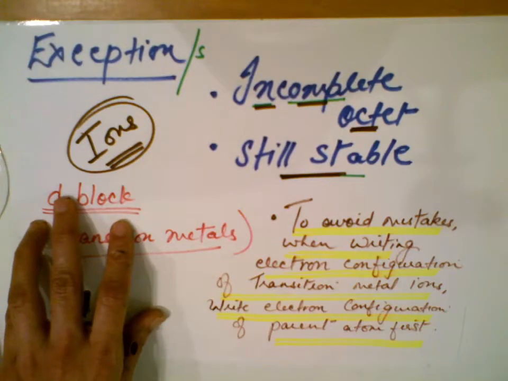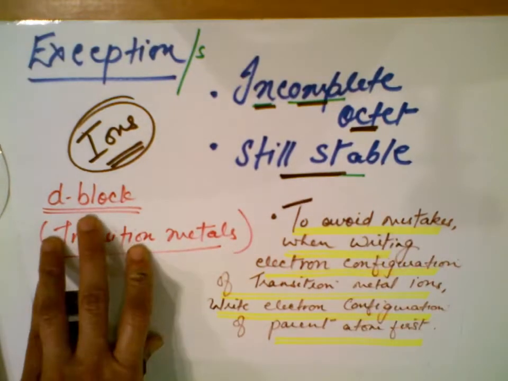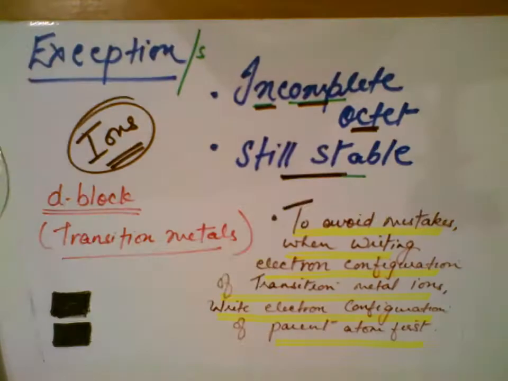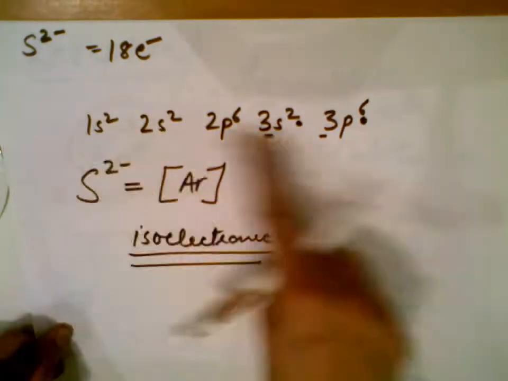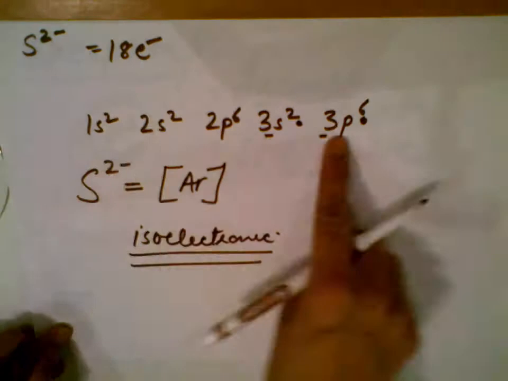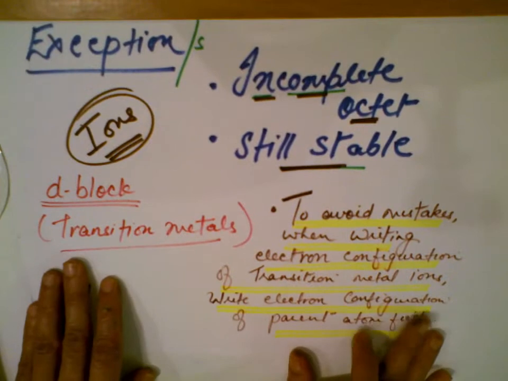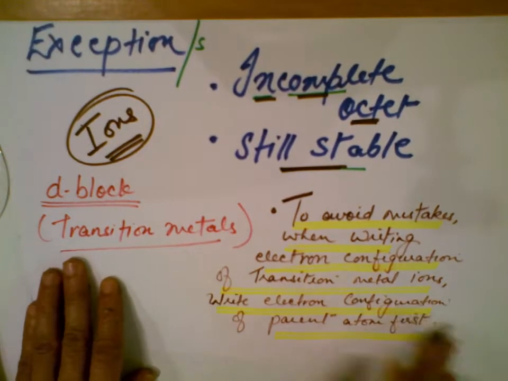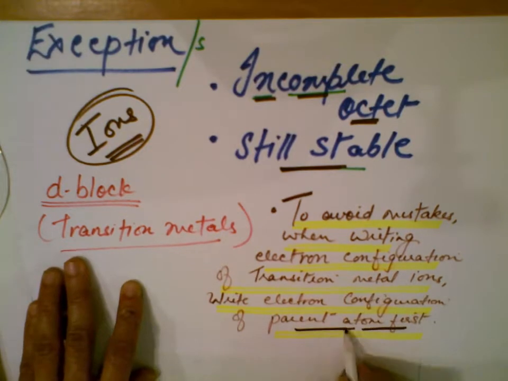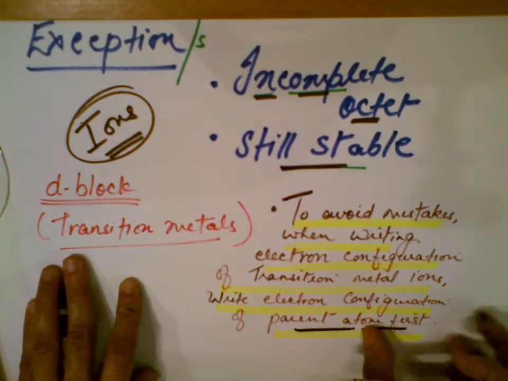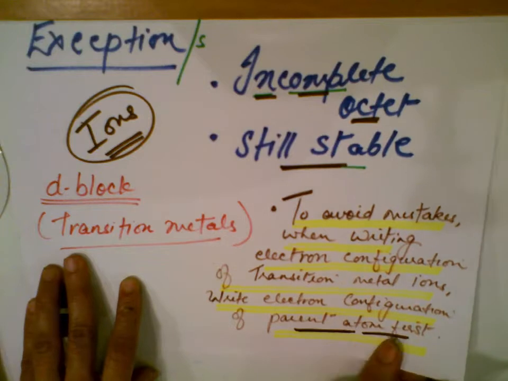All right. And here, the thing is with the other ones, when you were doing your examples like for sulfide, I didn't ask you to write for the parent atom first. I didn't ask you to write the electron configuration for the parent atom. I just told you to write the electron configuration for the ion. However, when you're working with these exceptions, it is advisable that you write down the electron configuration of the parent atom first. And there is a reason. So let me explain it to you. Why should you write down the electron configuration for the parent atom first, and where can be the confusion?